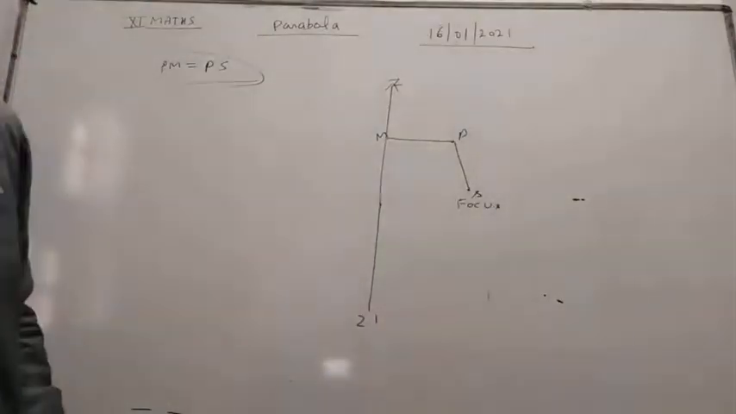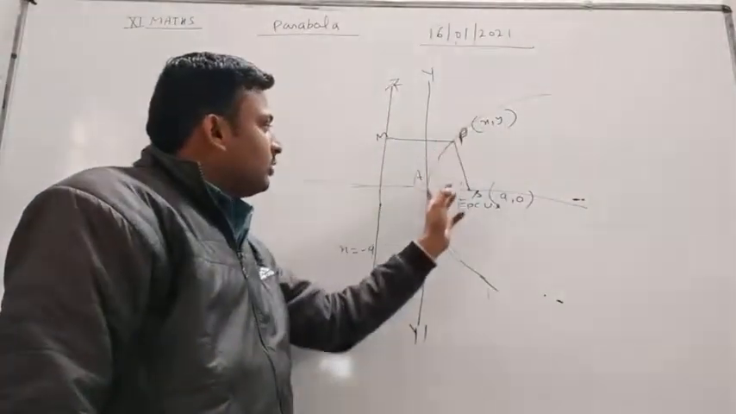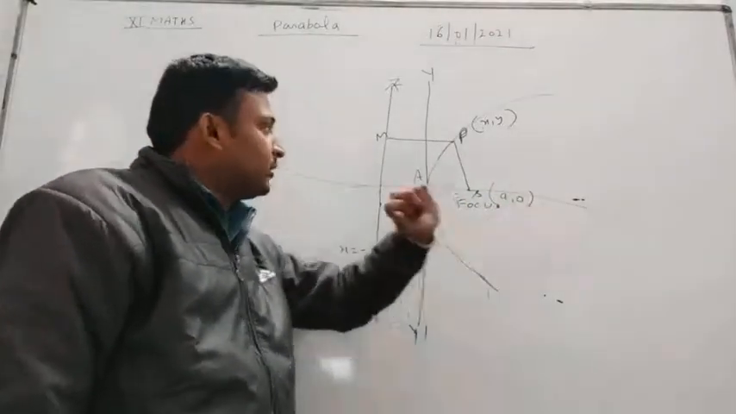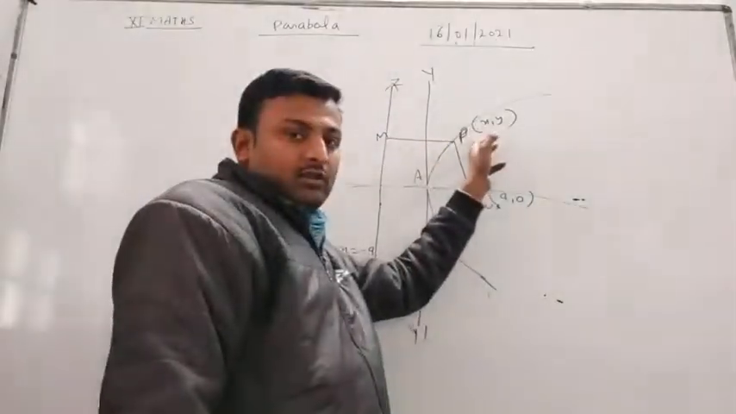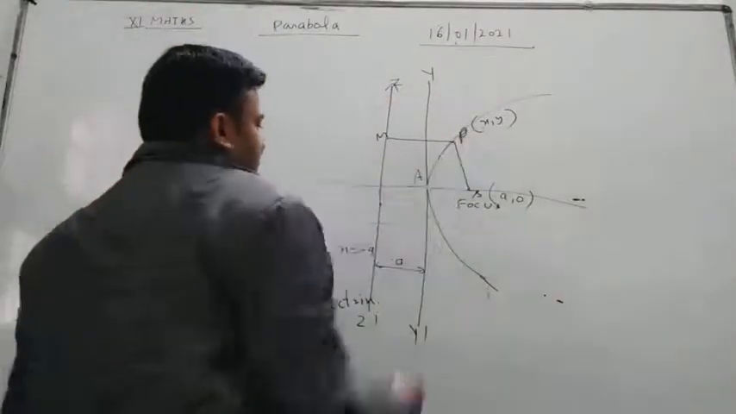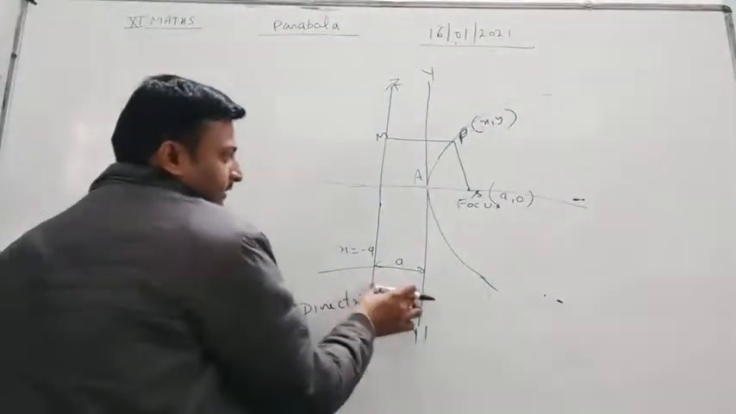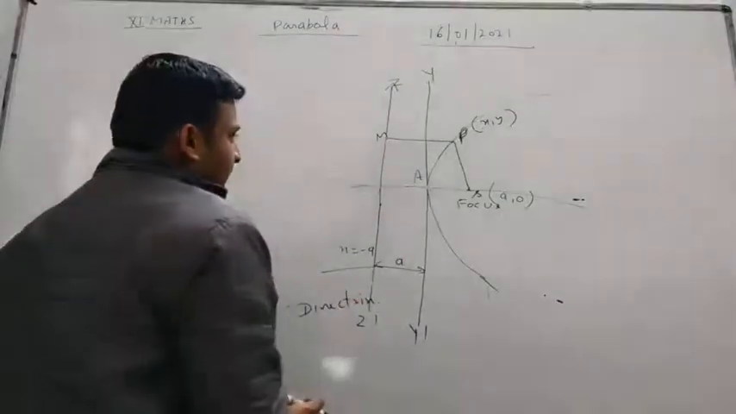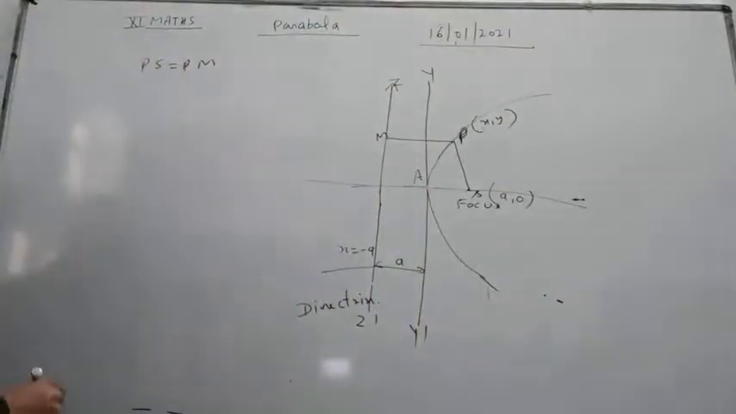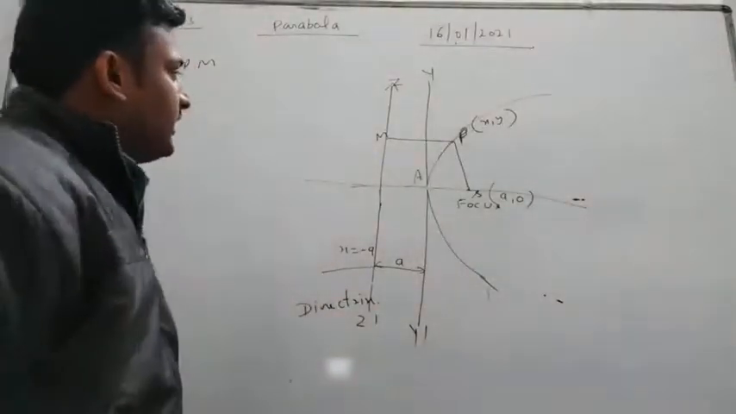Suppose this is a parabola which is passing through the point A. This S is our focus, whose coordinate is (a, 0), and any point on the parabola is P(x, y), and this is PM, perpendicular, and this is the line ZZ dash. This is the directrix, and its distance from A to here is a. So according to the definition of parabola, we know that PS is equal to PM.